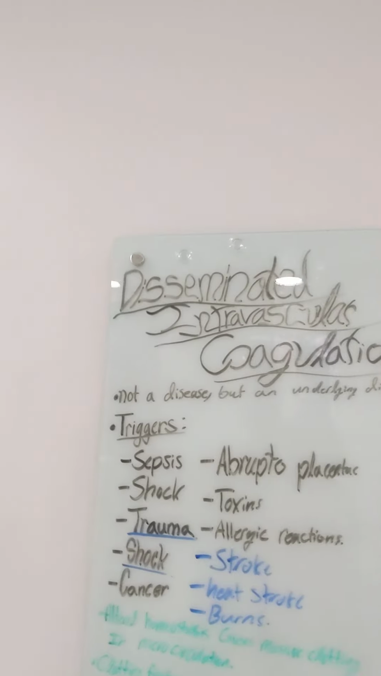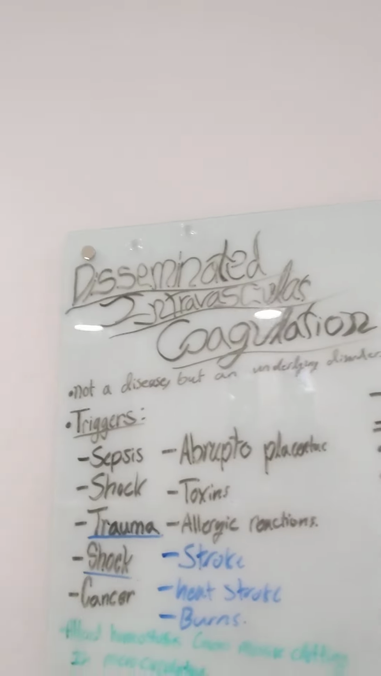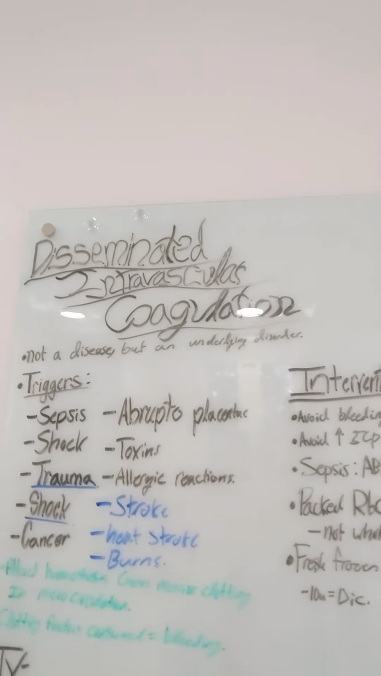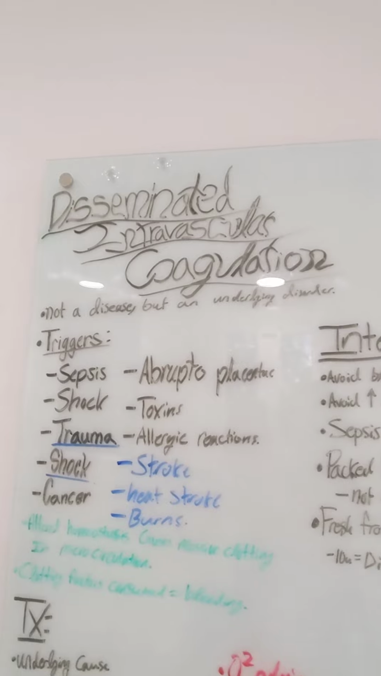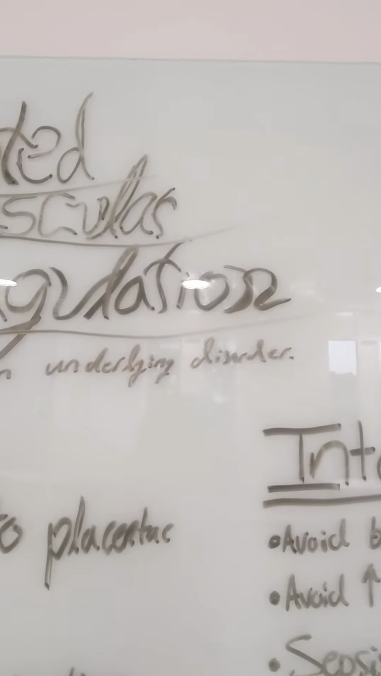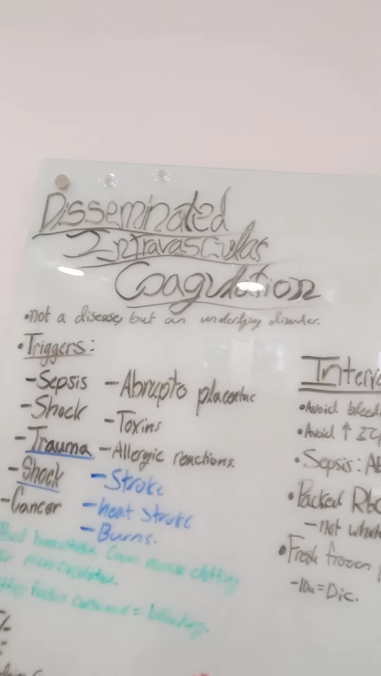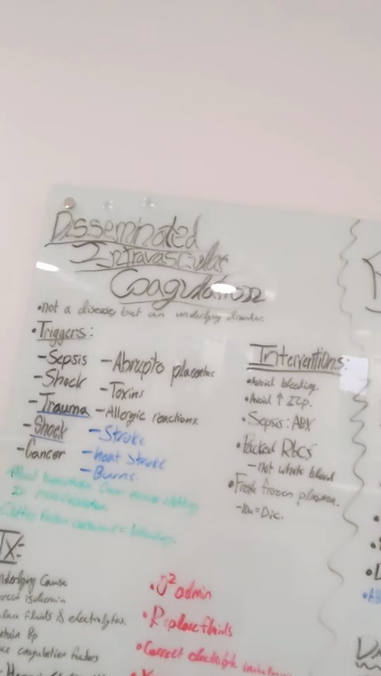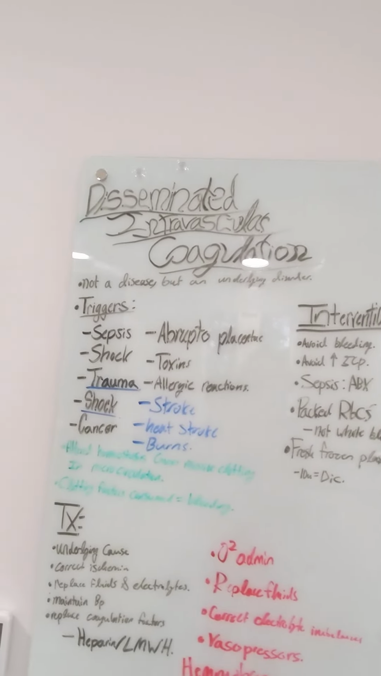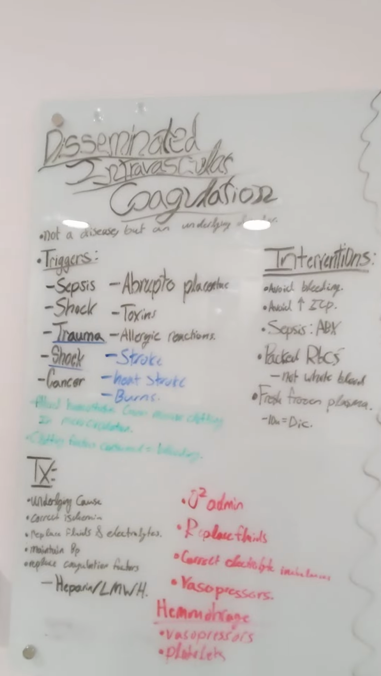First thing we're talking about is disseminated intravascular coagulation, otherwise known as DIC. It's important to know that it's not a disease, but an underlying disorder. Basically, what's going on with this is their body's clotting and bleeding out like crazy. It's just weird, hard to explain. She covered it a little bit, but this is the most important stuff.